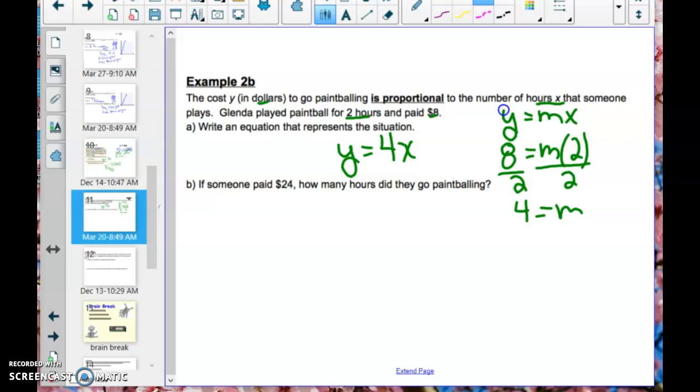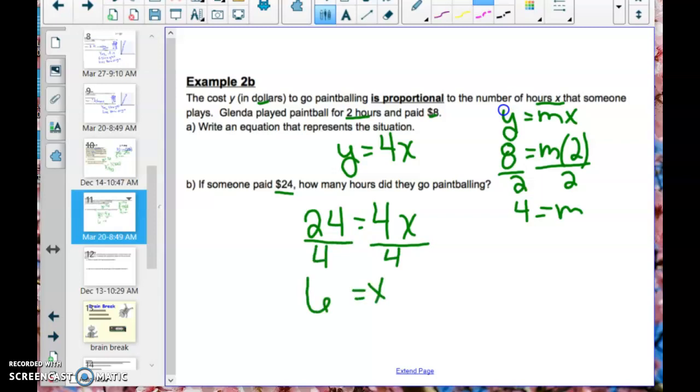Well, now part B says if someone paid $24, how many hours did they go paintballing? Well, that means I now have my y, and I want to figure out my x, how many hours I went paintballing. So if I divide by 4 on both sides, that means that the person went paintballing for 6 hours, and that's why they had to pay $24 to go paintballing.